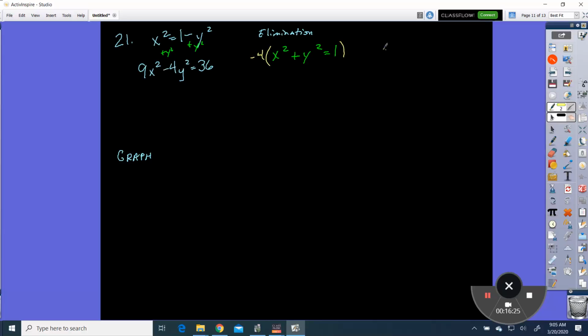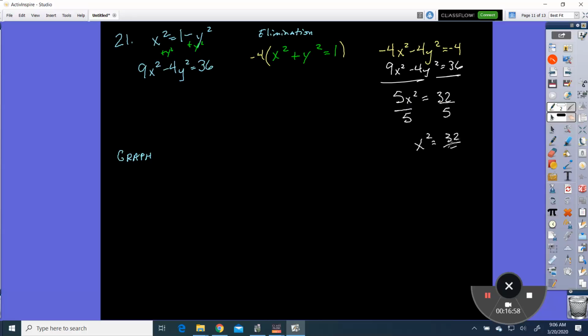That's going to get rid of my y squares when I add these two equations together. So now I'm going to write that original equation that I began with, 9x squared minus 4y squared equals 36. So now when I combine those, my y squareds go away. 9 minus 4 is 5. 36 minus 4 is 32. So this is kind of a mess. Divide it by 5, and x squared equals 32 fifths.